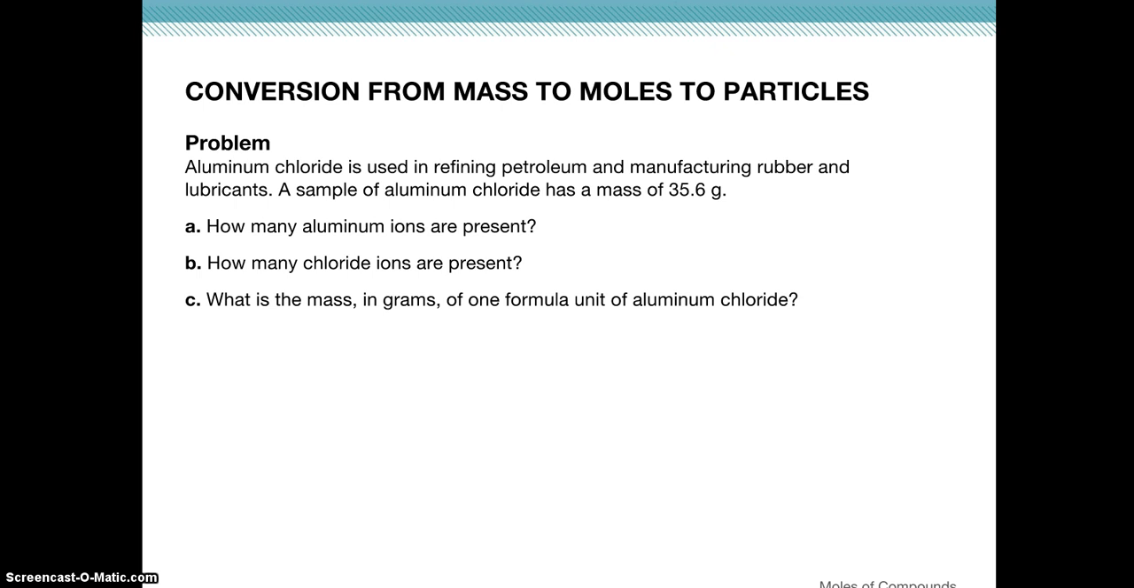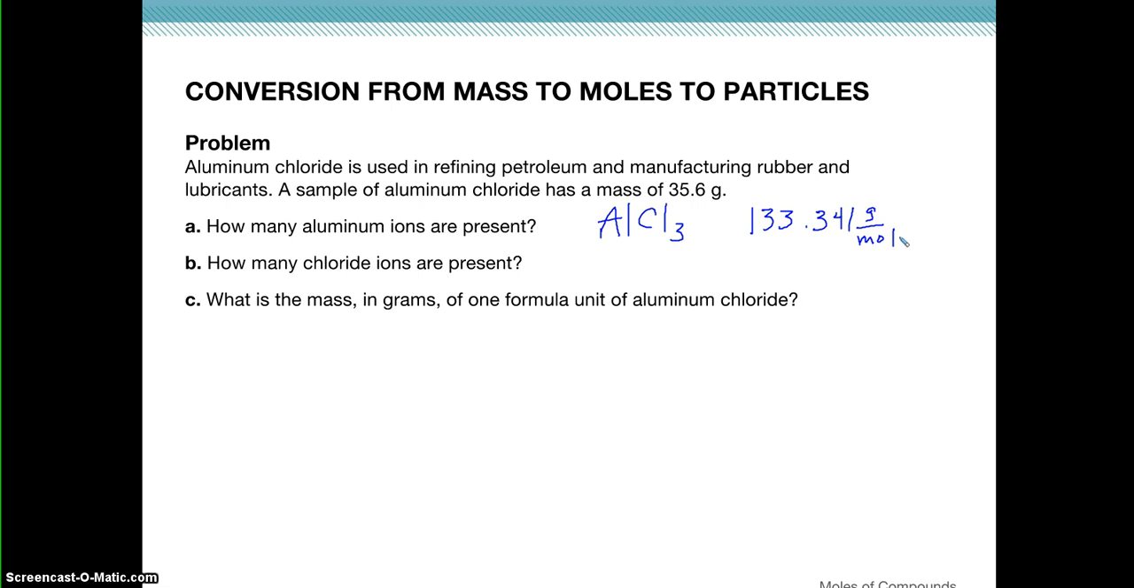Okay, so let's see if we figured it out. When you have aluminum chloride, the charge for an aluminum ion is +3. The charge for a chloride ion is -1. So when you write the formula, it's going to be AlCl3. And then when you add up the molar mass, you should get 133.341 grams per mole. Okay, we're going to need those two things in order to work this problem.